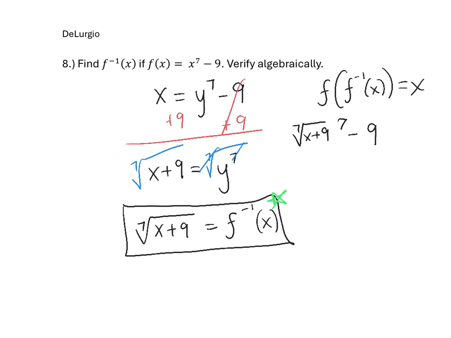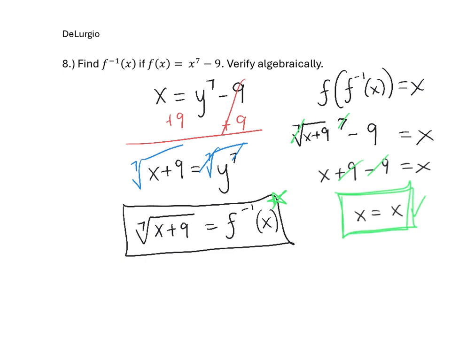Then you can start simplifying, because this should end up equaling x. The 7th root and the 7th power cancel, so that brings outside of our root x plus 9 minus 9 equals x. Then the 9's cancel, and we get that x equals x. And that is our algebraic proof that those two functions are indeed inverses of one another.